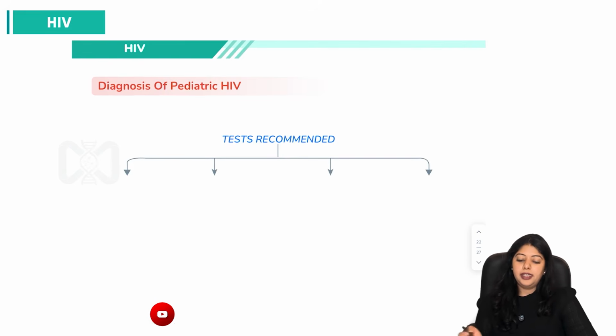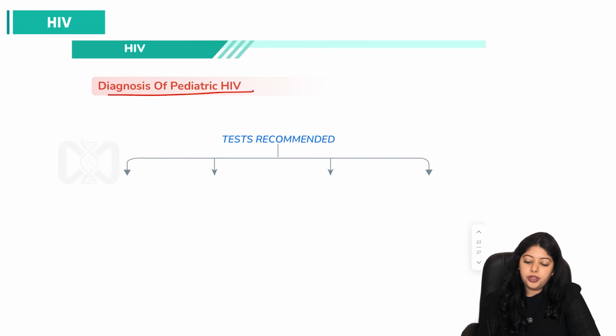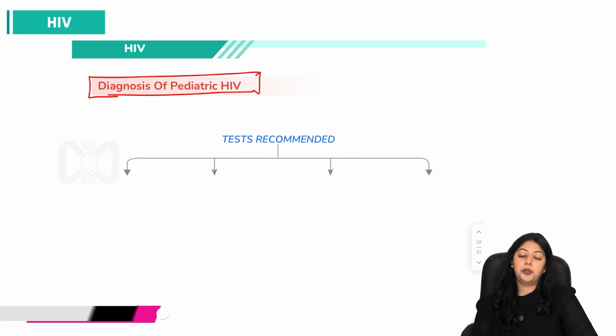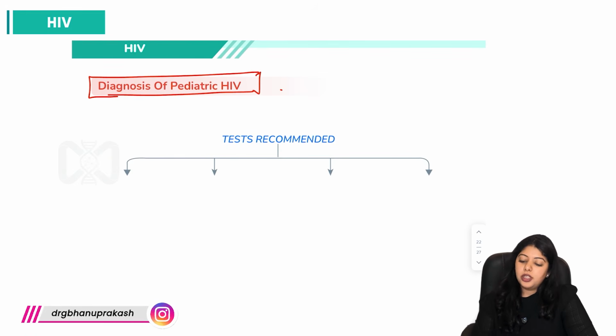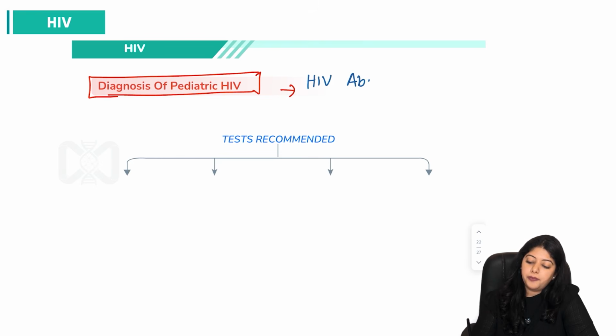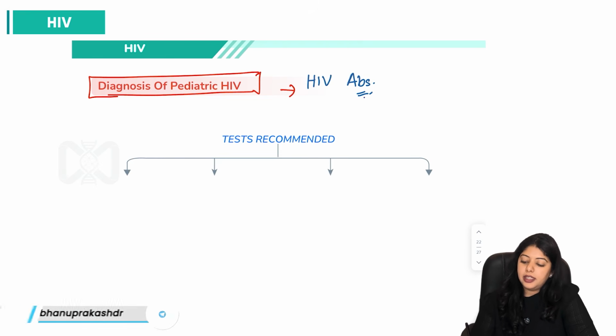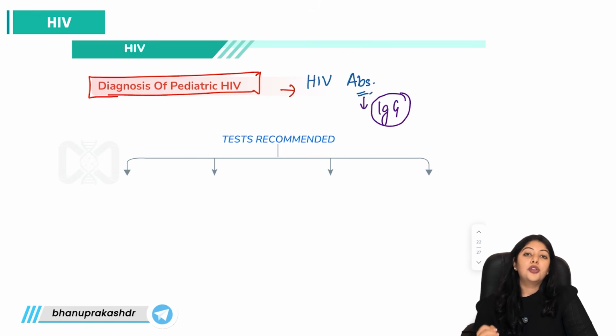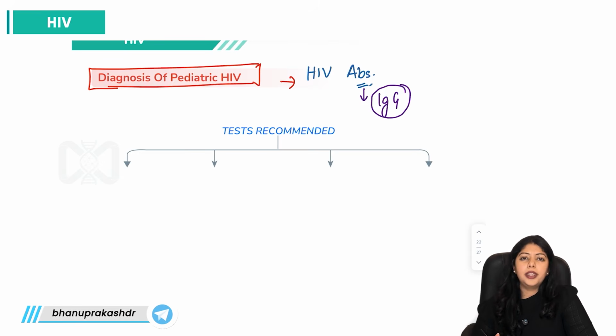So now let us also discuss one important section of this particular topic. It is the diagnosis of pediatric HIV. Since we said that we are detecting HIV antibodies, what is the nature of these antibodies? These are IgG antibodies, right? So what are these conventional tests doing? These are detecting IgG antibodies in patient serum.